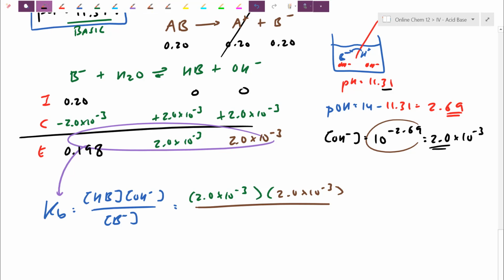Even I had predicted the Kb is going to be very tiny. I predicted most of the 0.2 would stay here.